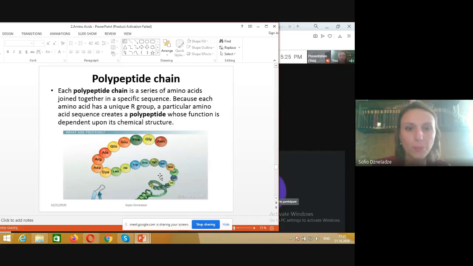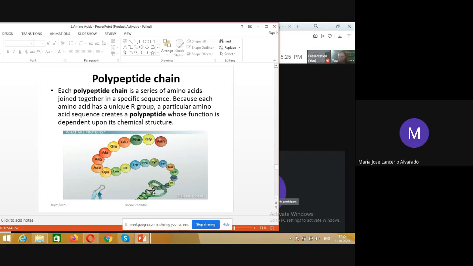Okay, and here we have the polypeptide chain. And Maria, please explain what is a polypeptide chain. Each polypeptide chain is a series of amino acids joined together in a specific sequence. Because each amino acid has a unique R group, a particular amino acid sequence creates a polypeptide whose function is dependent upon its chemical structure.